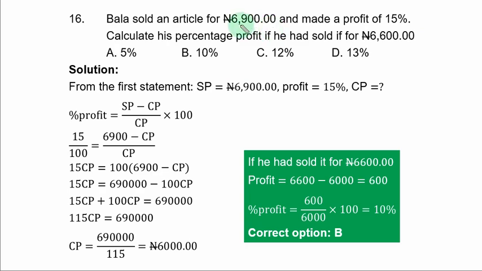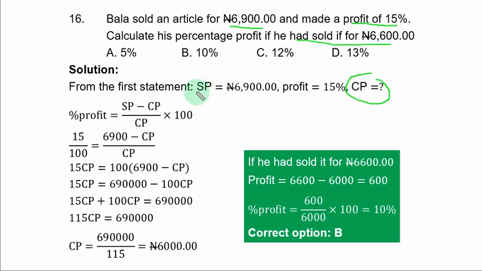Question 16. Bala sold an article for 6,900 naira and made a profit of 15%. Calculate his percentage profit if he had sold it for 6,600 naira. So from the first statement, you need to get the cost price before you can calculate percentage profit on the new selling price.